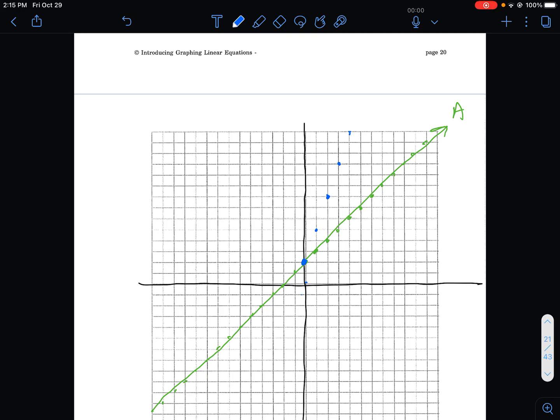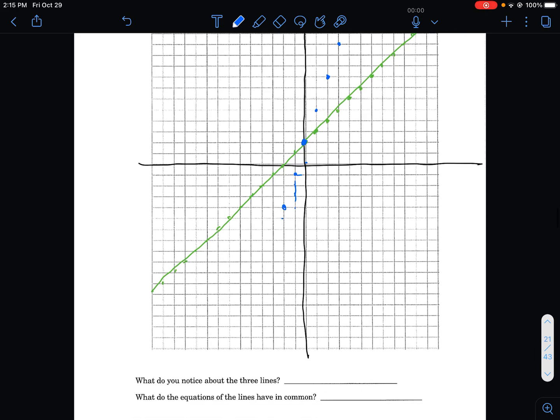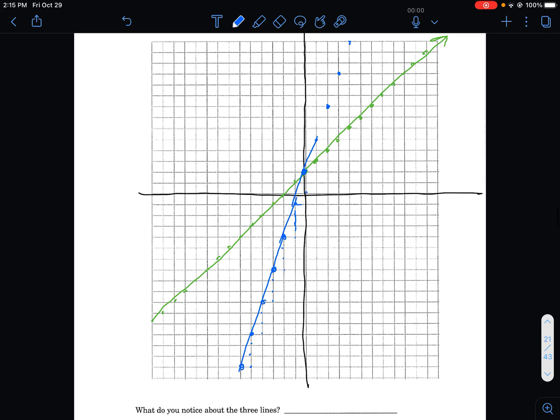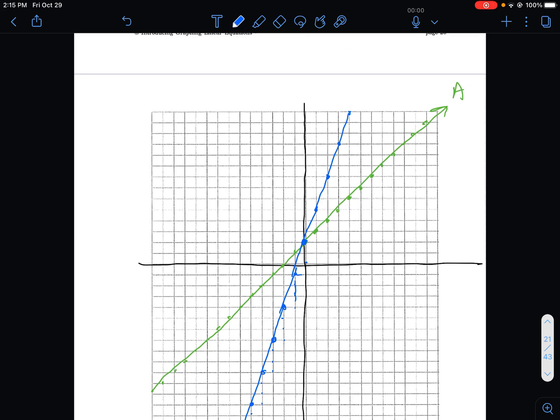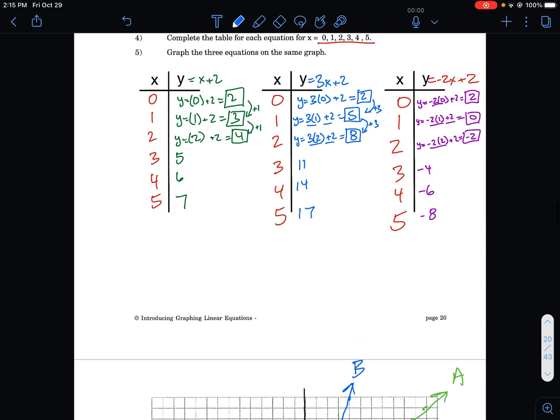And then if I take that pattern backwards, down 3 over 1, down 3 over 1, down 3 over 1. All right, and then we just draw a line through our pattern or our points. That's line B.